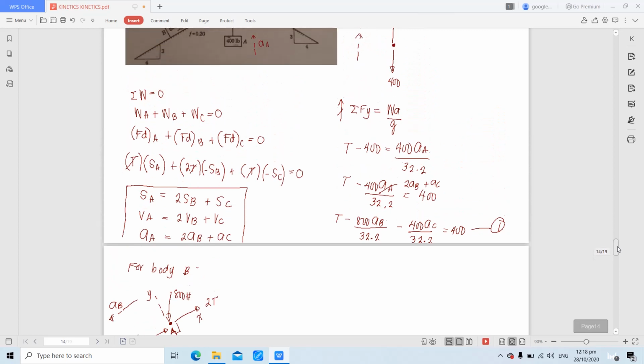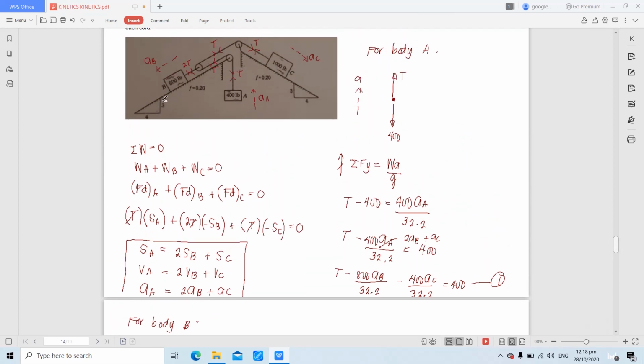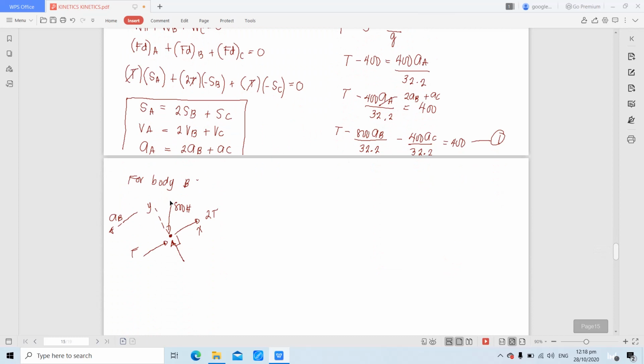Tingnan natin inclination natin. Meron tayong rise na 3. Meron tayong run na 4. If this is angle theta, opposite is 3. Adjacent is 4. So, this is also angle theta. Sabihin, meron tayong opposite dyan na 3, adjacent na 4. This is 5. Diba? Okay.